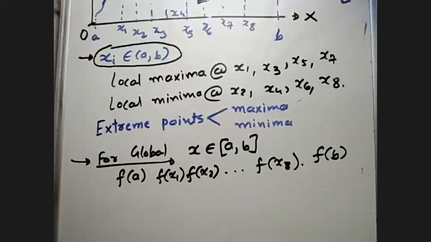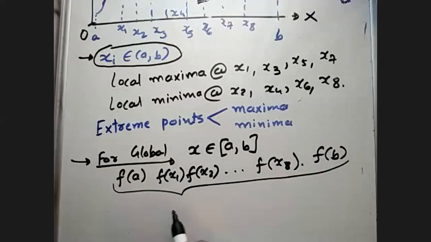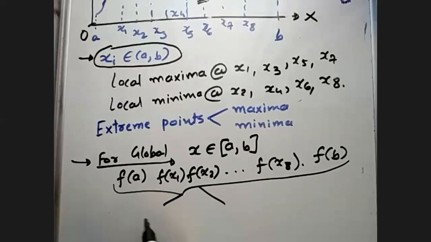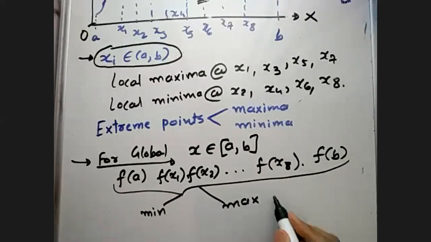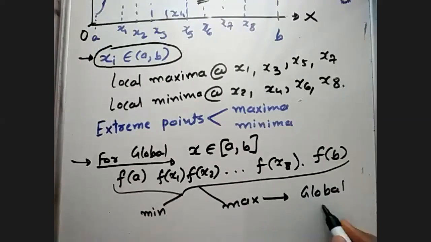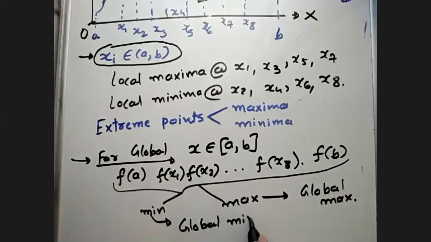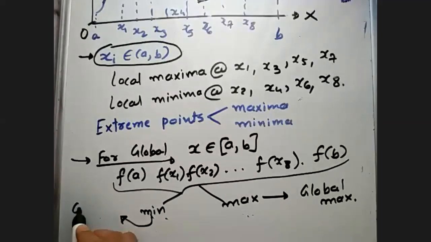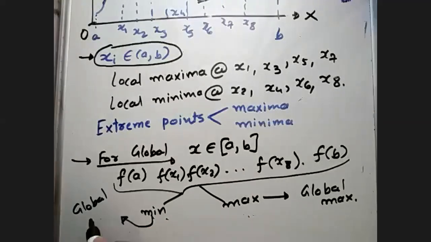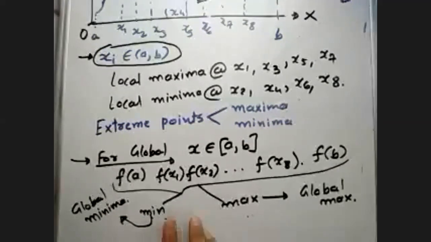Now from this, what will be my minimum or lowest value, and what will be my maximum value? This maximum value is called the global maxima of the function, and from all of this my minimum value is called the global minima of the function. So maximum value is global maxima, minimum value is global minima.